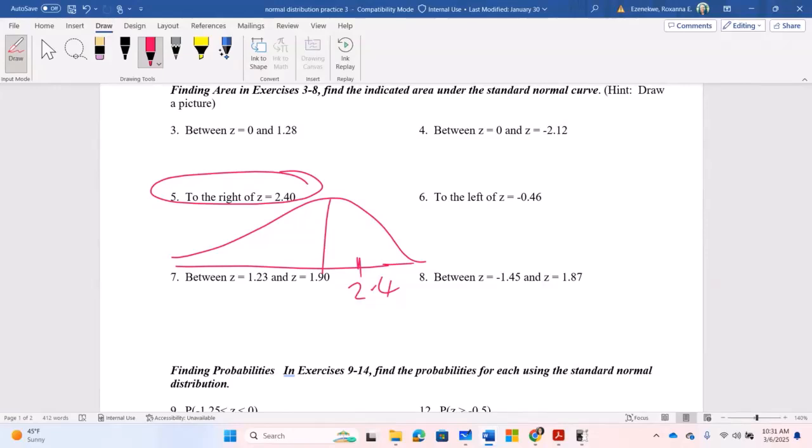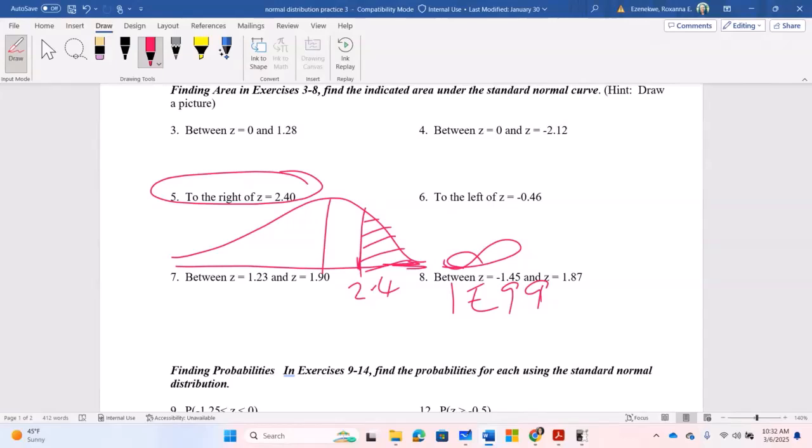And the question says, find the area to the right. Area to the right is positive infinity from here. Well, remember that your calculator does not know how to calculate positive infinity. So whenever it is positive infinity, you write 1e to the power 99. Okay, so your calculator can now calculate the area to the right of 2.4.